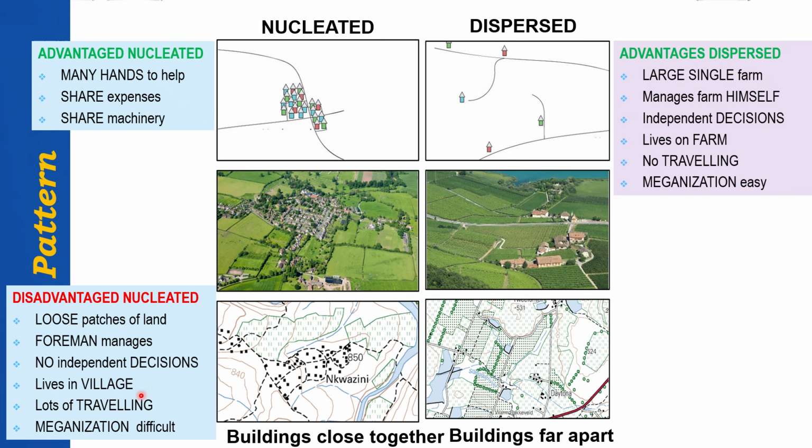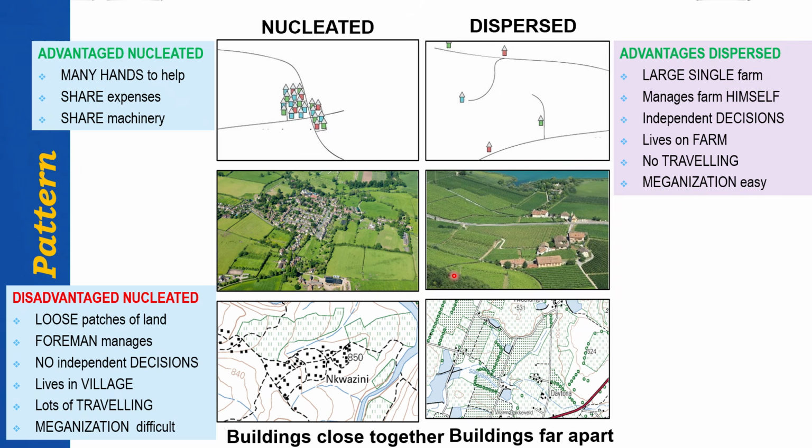You live in the village, so there's lots of traveling. Remember what I spoke about now. Your farm is somewhere there, and you are right in the center. You have to travel a long distance to get to your farm, right? And it's very hard to expand, to make it bigger. So mechanization is difficult. It is difficult in your nucleated settlements, right?